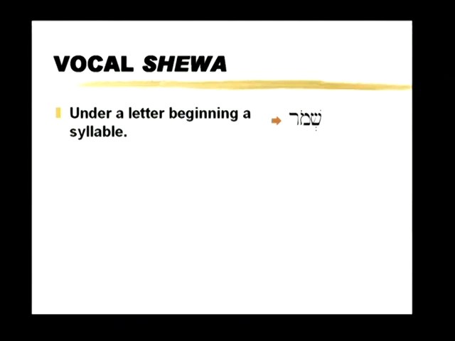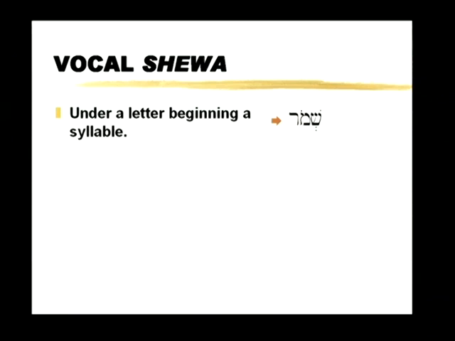We need to review these because for syllabification, you have to have these correctly understood. There are two kinds of schwa, vocal and silent. You must learn them because you need to be able to pronounce the words. They also make a difference later when we get into word formation and adding suffixes and prefixes. So if it's under the first letter beginning a syllable, and of course when you begin a word you're beginning a syllable, then it is vocal.